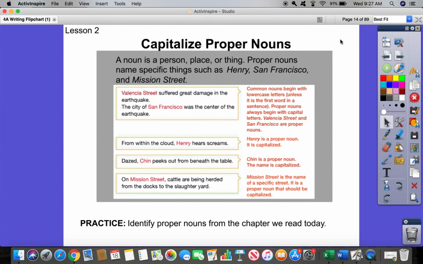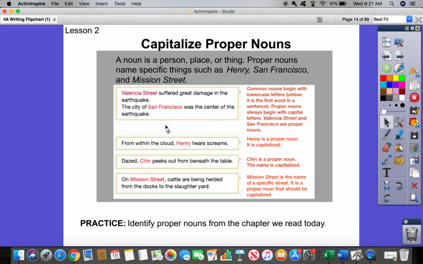Okay, so for the conventions part of the lesson, we're working on capitalizing proper nouns. Remember that a noun is a person, place, or thing. Proper nouns name specific things such as Henry, San Francisco, and Mission Street. So looking at some examples from the text, Valencia Street suffered great damage in the earthquake. The city of San Francisco was the center of the earthquake.